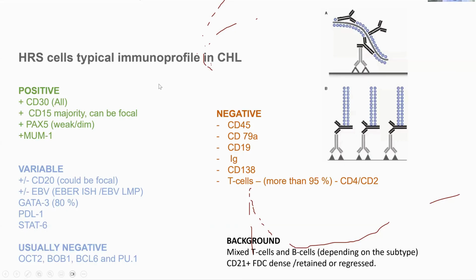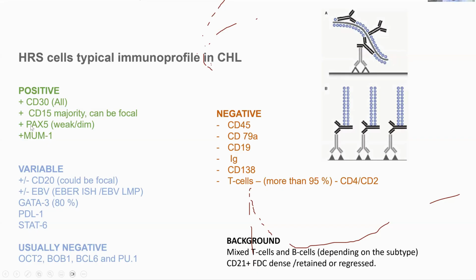Now coming to the fun part, the typical immunoprofile of Hodgkin Reed-Sternberg cells. They are usually CD30 positive in basically all the cells. For CD15, the majority of the cells are positive, but it can be focal or patchy. But concurrent CD30 and CD15 expression is highly suggestive of Hodgkin lymphoma.